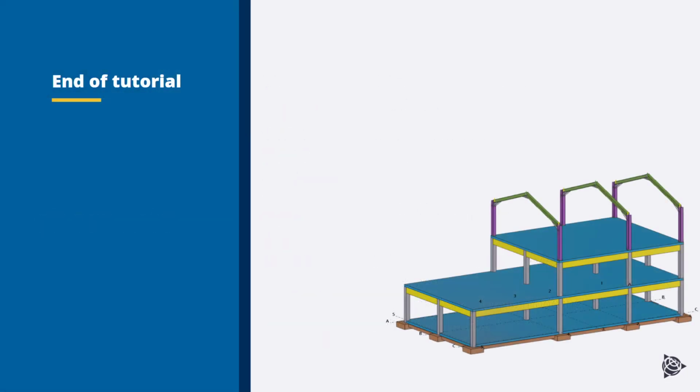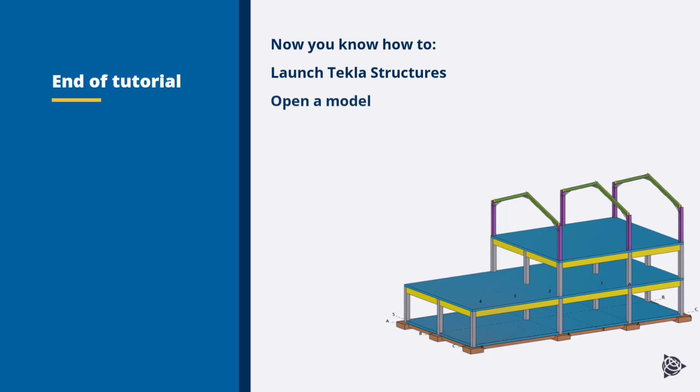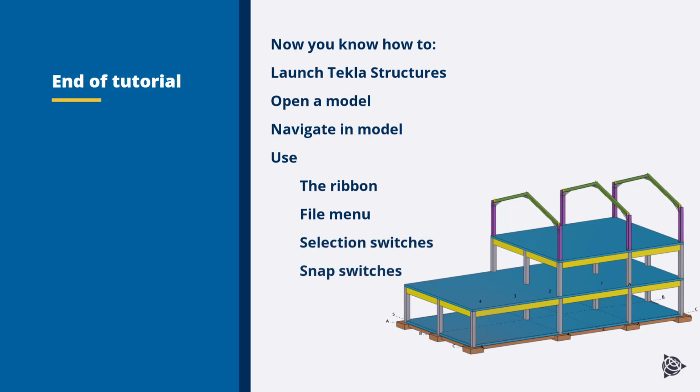You have now reached the end of this tutorial. In this tutorial, you learned how to launch Tekla Structures, how to open a model, and how to navigate in a model. You also learned about the different parts of the user interface, the ribbon, file menu, selection and snap switches, and the side pane. You also learned about the different rendering modes. You can find out more about the user interface from Tekla User Assistants. You can now close this tutorial and proceed to the next.